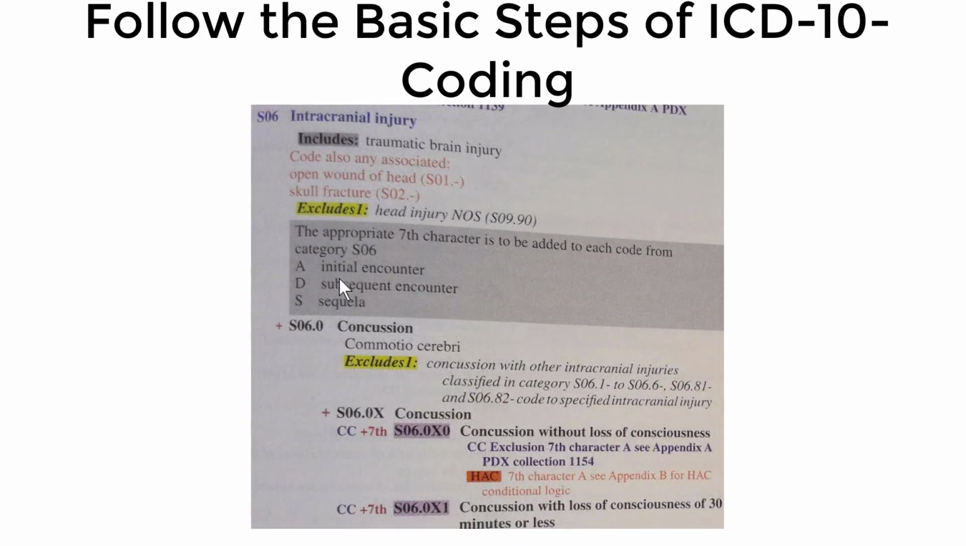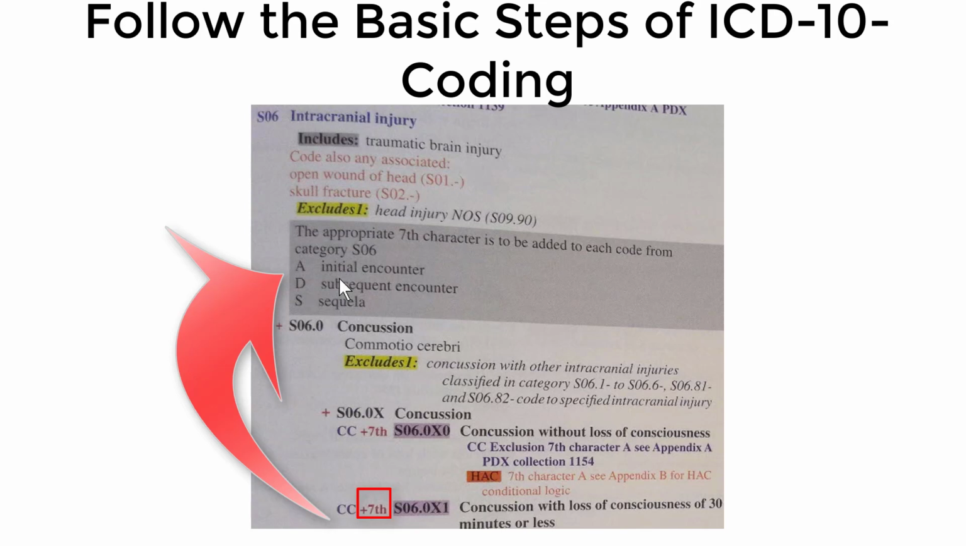S06.0X1. We then verify that code in the back of the book in the tabular index. As you notice, we are in the category code of S06 for intracranial injury. Our code from the index was S06.0X1. As you notice, this is a concussion with loss of consciousness of 30 minutes or less. Also take note, there's an instructional guideline to the left of this requiring a 7th character. The 7th character can be found above, dictating the specificity that this was the initial encounter of the injury.